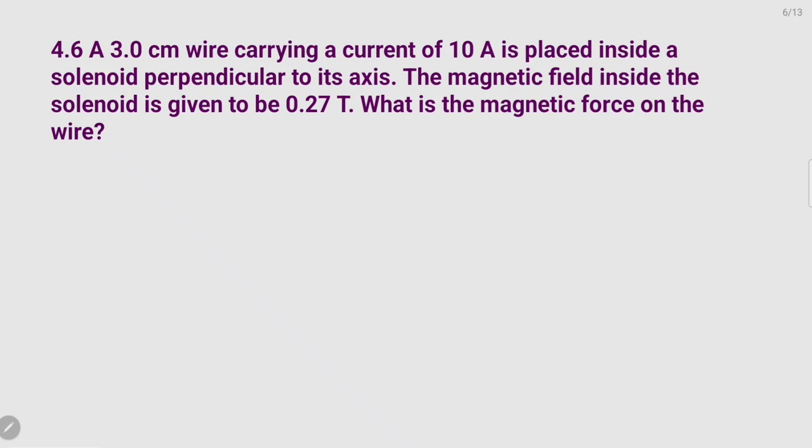Moving on to the sixth problem. Here a 3 centimeter current carrying wire, carrying 10 ampere, is placed inside a solenoid perpendicular to the axis. First of all, we should know a current carrying solenoid behaves like a bar magnet. You should not be confused by seeing the word solenoid. Solenoid is just given, which gives a magnetic field, so you can consider it like a bar magnet. The solenoid is giving a magnetic field of 0.27 Tesla.